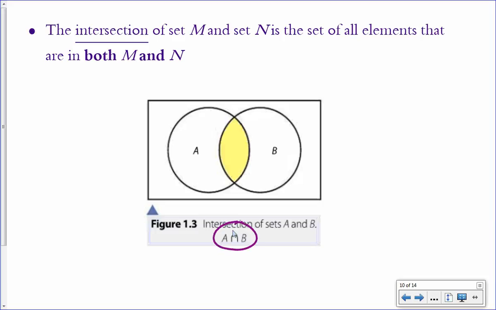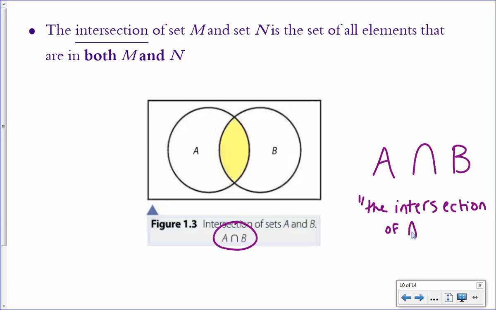So make sure you get that symbol in your notes. That when you see A with this sort of upside down U shape, B, that means the intersection of A and B. The intersection of A and B. That's how you would read it. Intersection of set A and set B. All right.